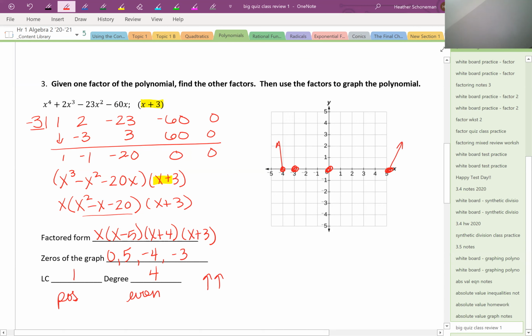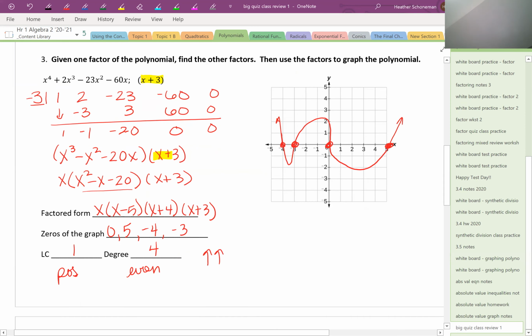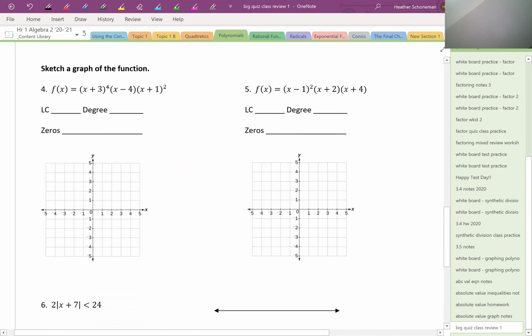And on these, because each 0 occurs only one time, and one time is an odd number, it is going to cross, and it will look like that.